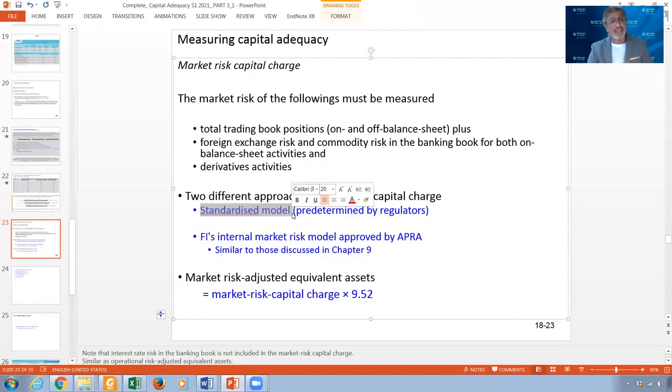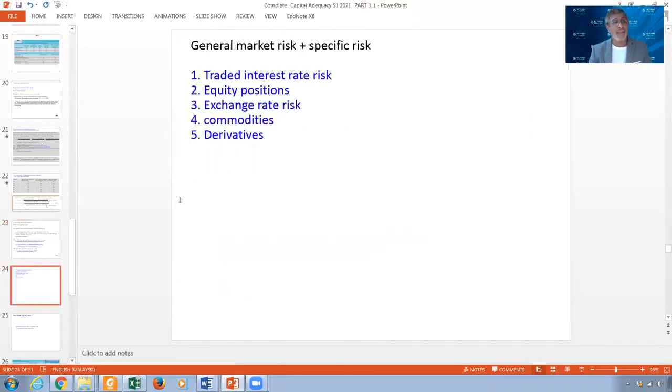Now, the regulators say, okay, what is your risk, and they give us guides on how to calculate the market risk. They want it to be transferred as capital. And this is for the assets in our trading book. We have interest rate risk for the trading, which is actually for the fixed income. We have equity positions, exchange rate risk, commodities, and derivatives.